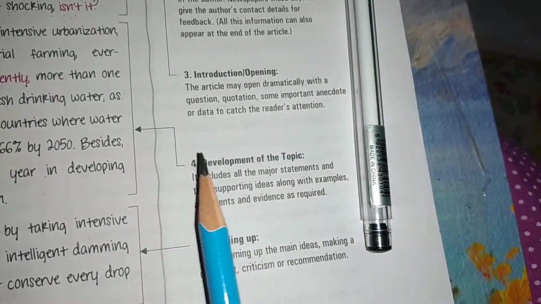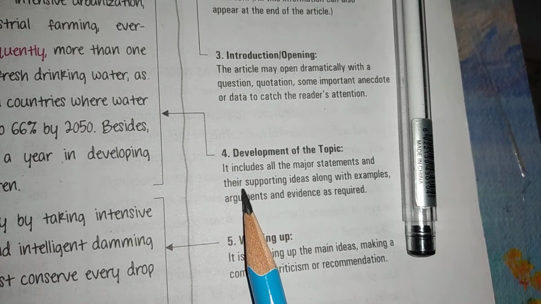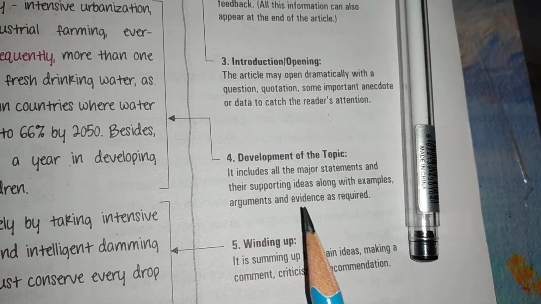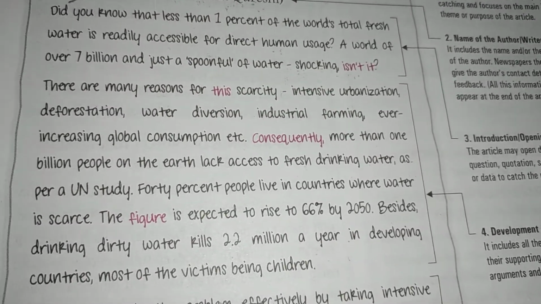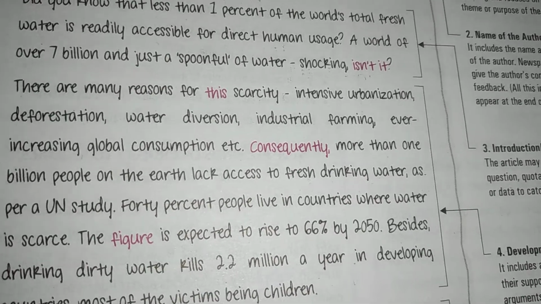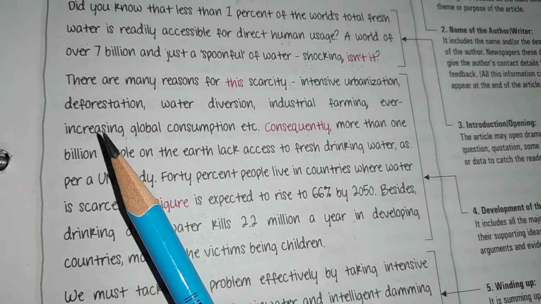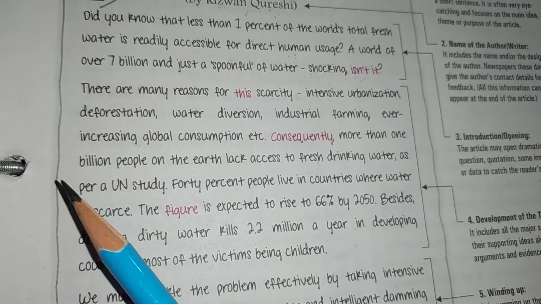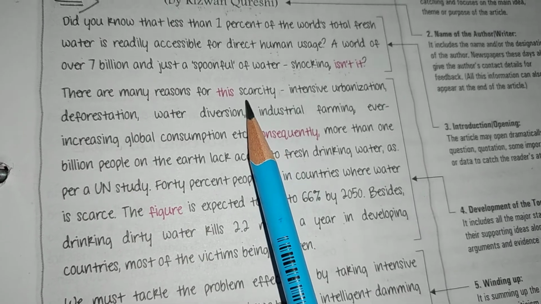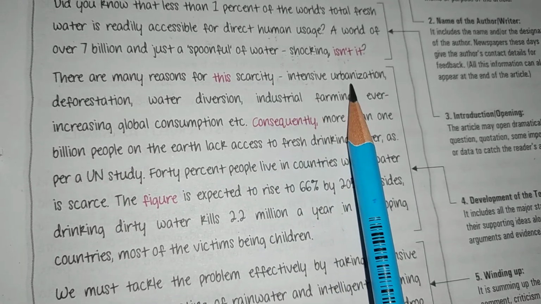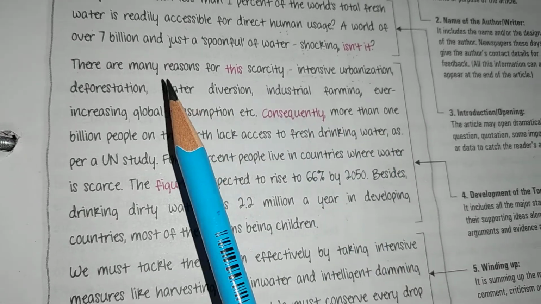Now that's the fourth step, development of the topic. It includes all major statements, their supporting ideas, along with examples, arguments, and evidence as required. So you need to have a very good idea. It is very good if you mention some realistic figures, if you are aware of the topic. Now I'll explain it to you. I'll read it. There are many reasons for this scarcity. Intensive urbanization means growing of population.